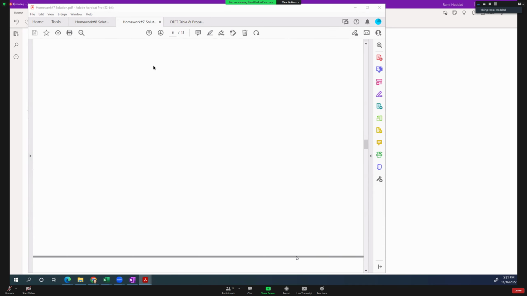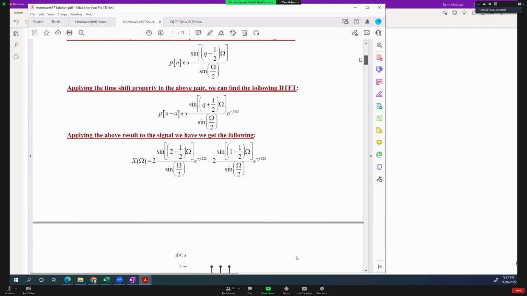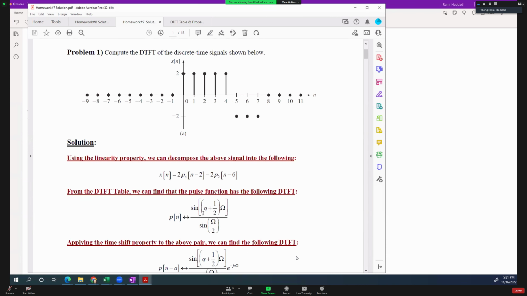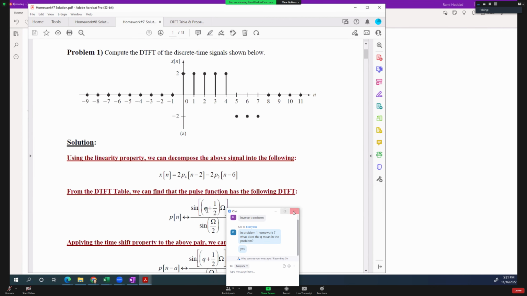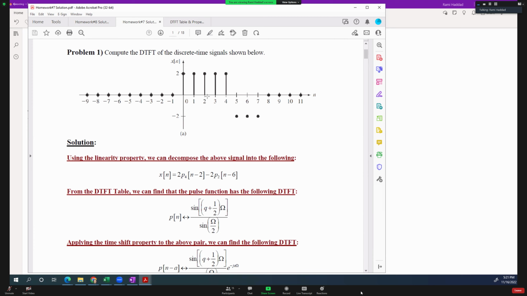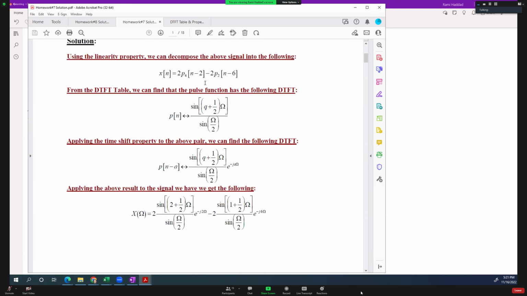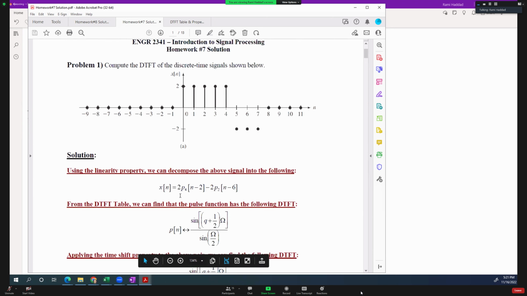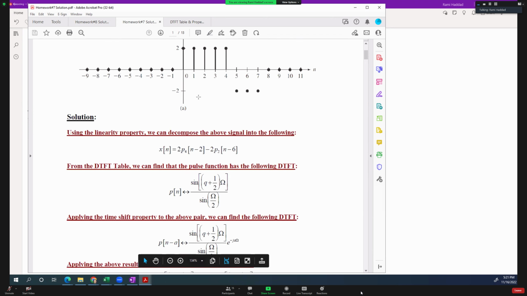Let's see what problem 1 means. Q in here. It's the center of the pulse. So if you look at this here, notice that this is centered at 2 in this case. So there is a shift in the pulse here. The definition of a pulse is usually a function that is centered at 0.